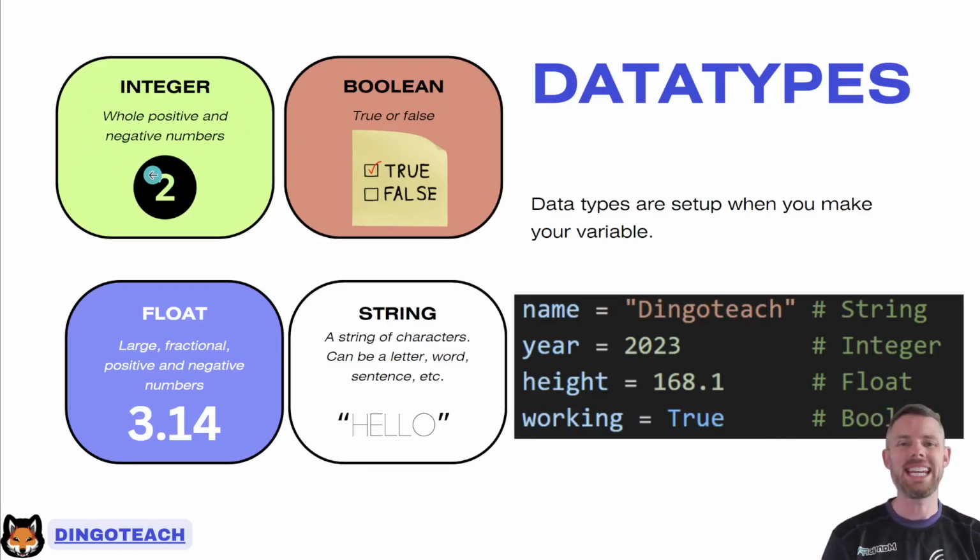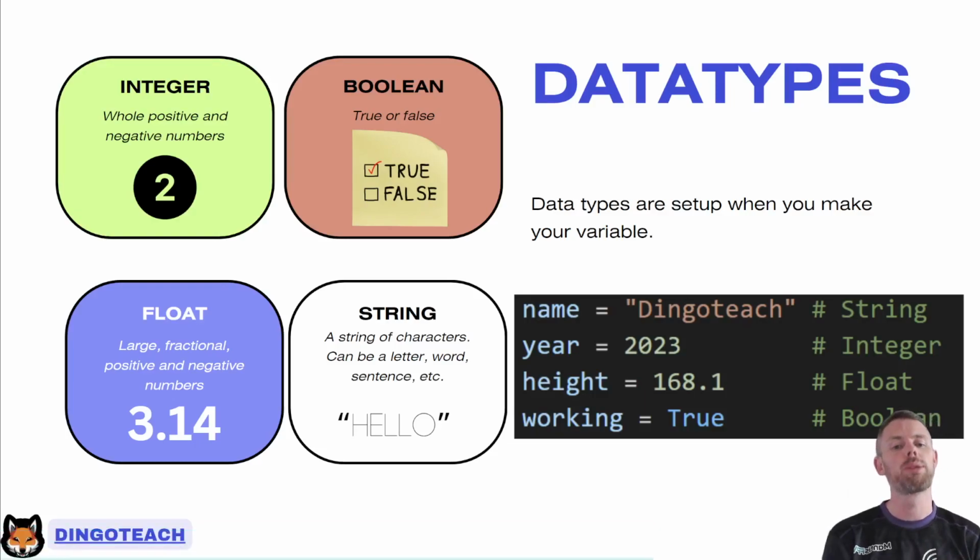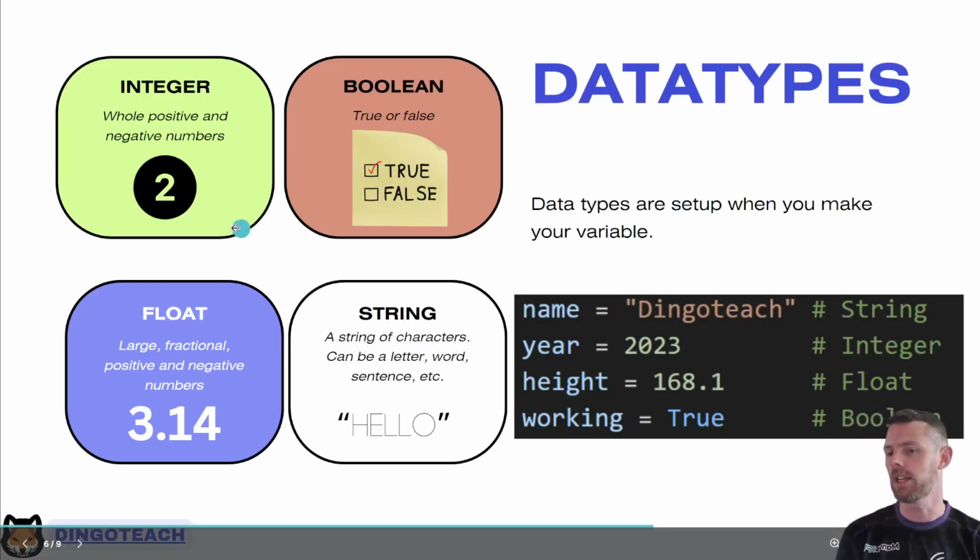The first one being integer, okay? An integer is just simply a positive or negative whole number. So that is like a 2, or in this case, year equals 2023. That is an integer. Even -5 would be an integer in this case. Quite often that is shortened down to int, but that's the first data type that you need to know of.